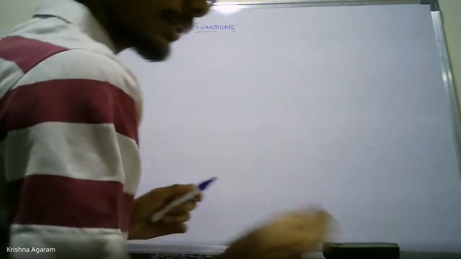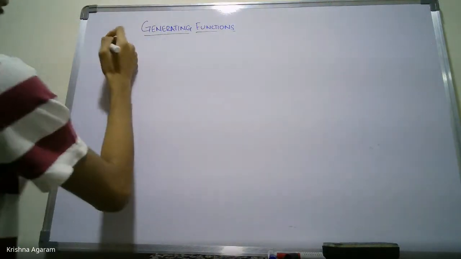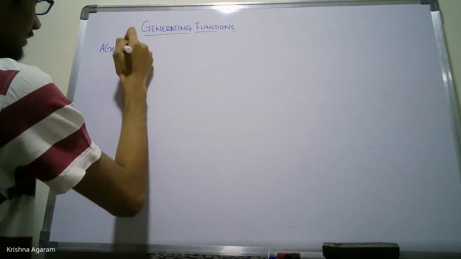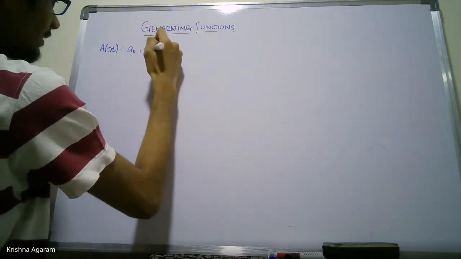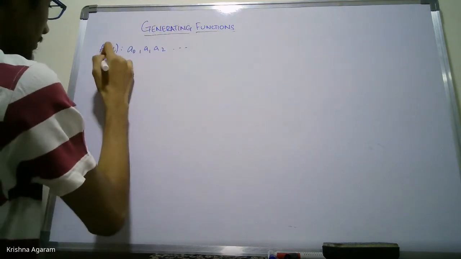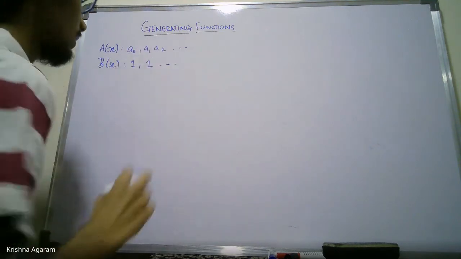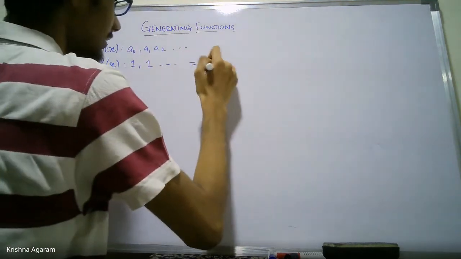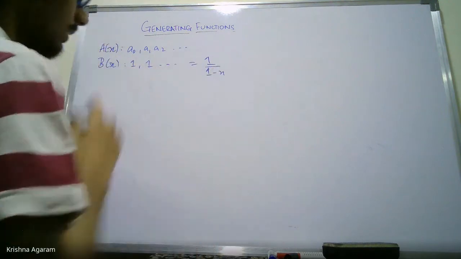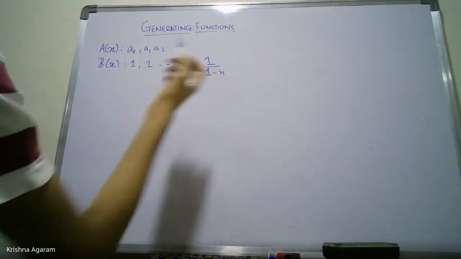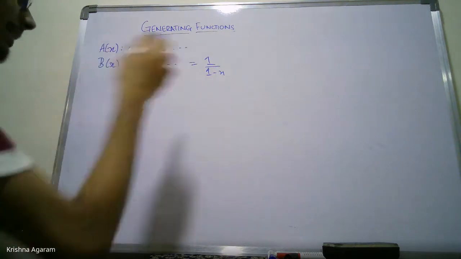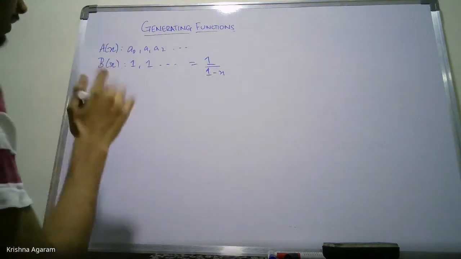Okay. One more important thing to notice is that if a(x) is the generating function of this series, and b(x) is just 1, 1, 1, and so on, which is just 1 by 1 minus x. This is actually an infinite polynomial. It may not look like it, but it is. I mean, it's just 1 plus x plus x squared, and so on.